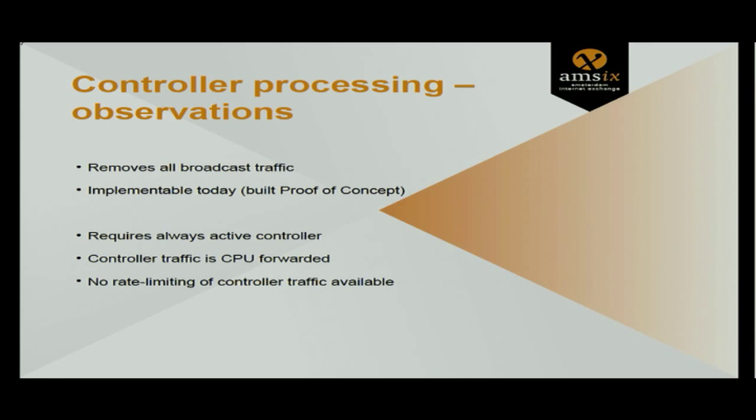And in practice, that means if you have 1,000 frames per second coming in from a customer that have to go to the controller, your management CPU will go to 80%, which is not really acceptable. And in addition to that, we didn't have any way to rate limit traffic sent to the controller. So we couldn't say per customer how many broadcast packets they could throw to the controller. So this pretty much ruled out this solution.